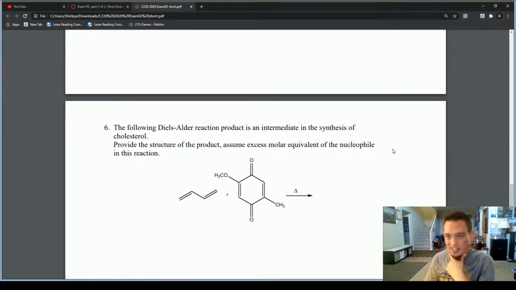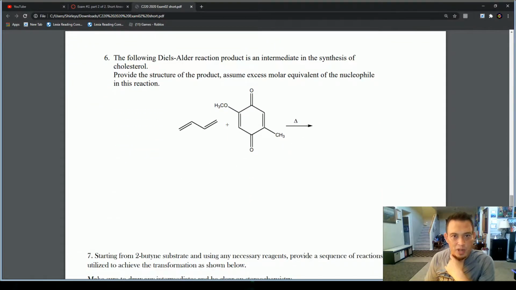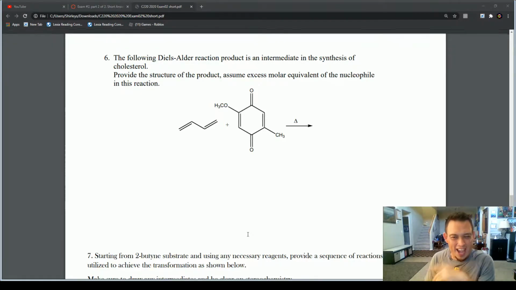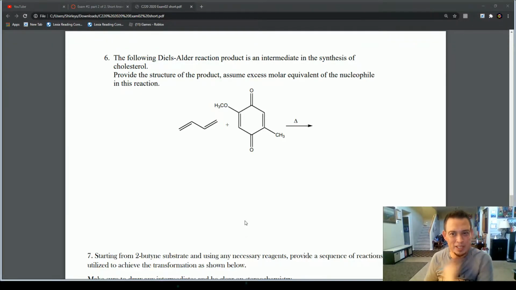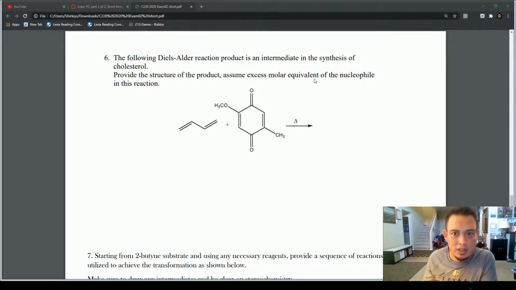Number 6 was a Diels-Alder question. It was predict the product. So there was a particular aspect of this question I was not being particular about in the grading. I do specifically mention there, on the second line, provide the structure of the product, assume excess molar equivalent of the nucleophile. And so remember, we have a diene and a dienophile.